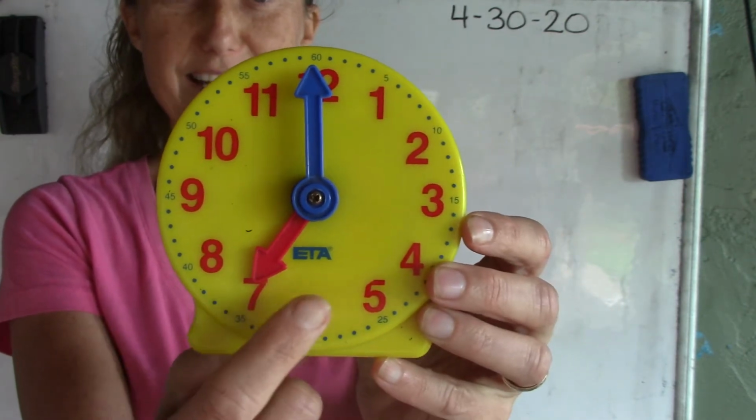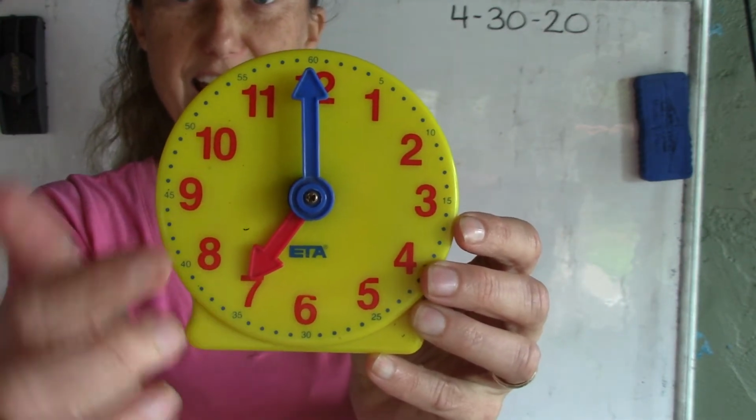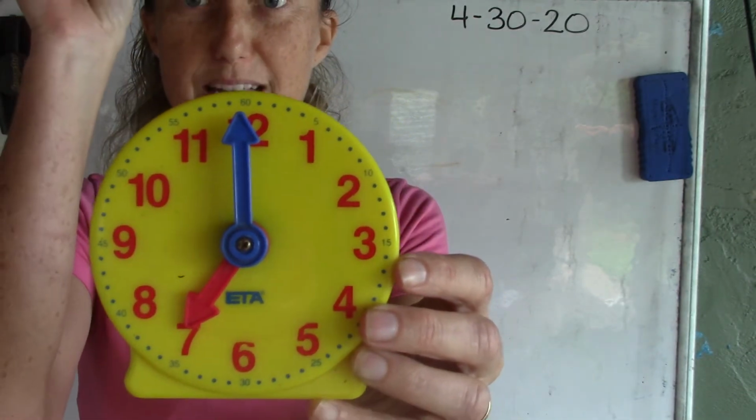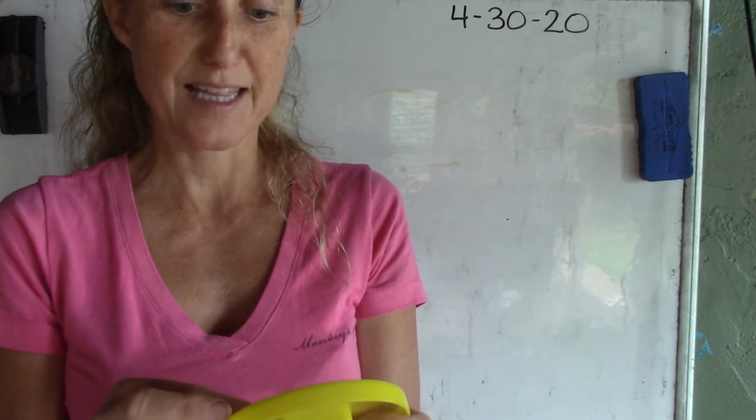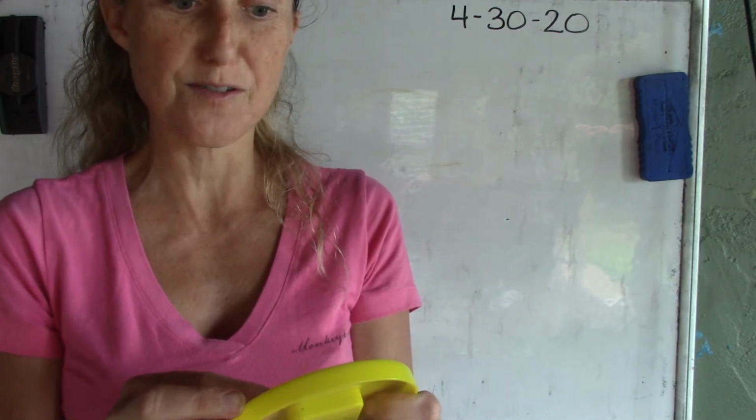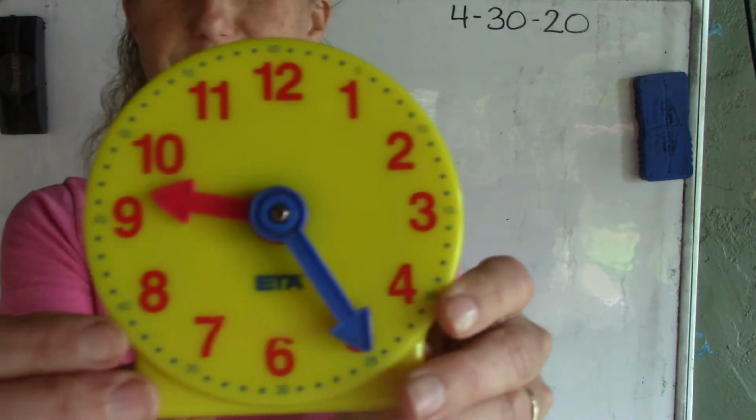Okay, now, what time is it? The hour hand is on the 7, and the minute hand is pointing straight up and says o'clock, 7 o'clock. Okay, let me give you a little bit more difficult one. What time is it right now?